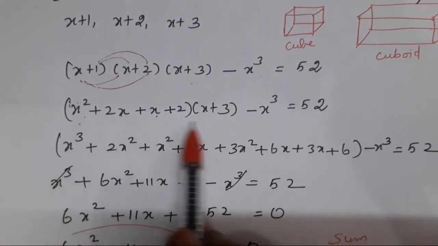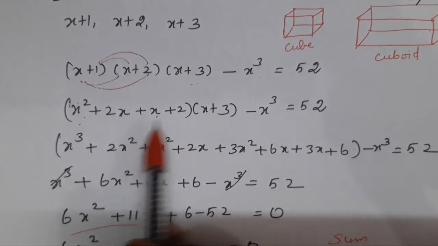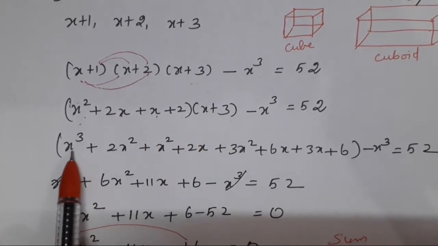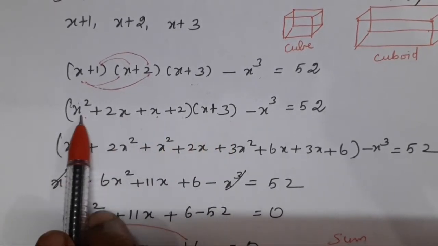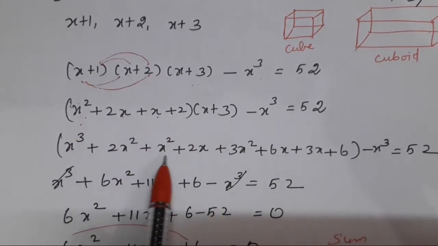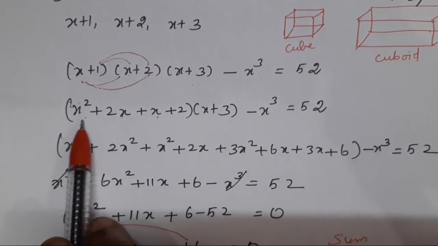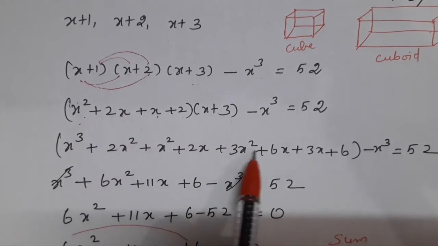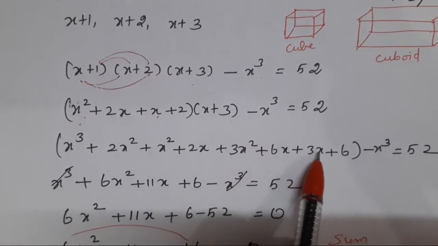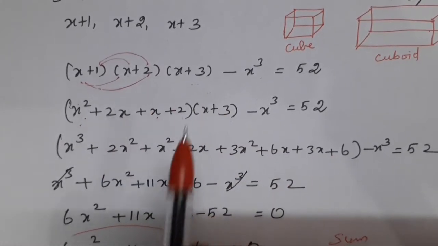Again, this is fully multiplied with (x plus 3). So the first bracket is multiplied with x, and again multiplied with 3. What happens? x cube, x into x square is x cube, 2x into x is 2x square, x into x is x square, plus 2 into x, 2x. Again multiplied with 3: 3x square, 3 twos are 6x, 3 twos are 6, minus x cube equal to 52. Whatever, you can do the calculation yourself.